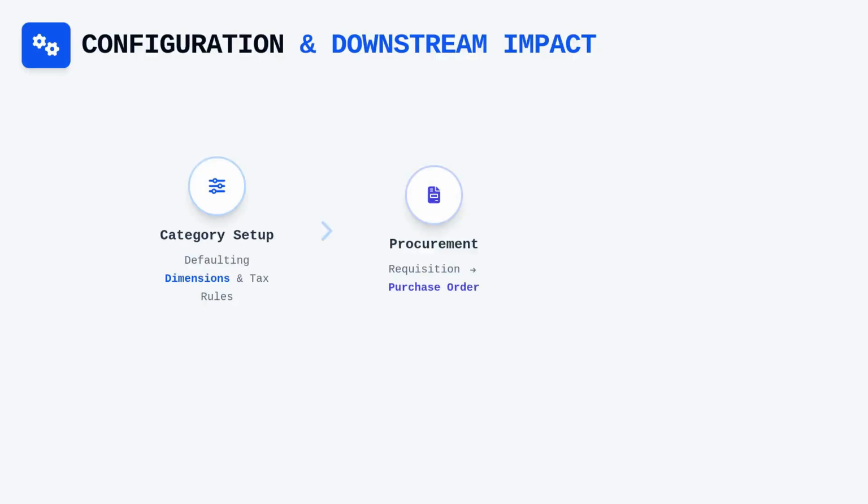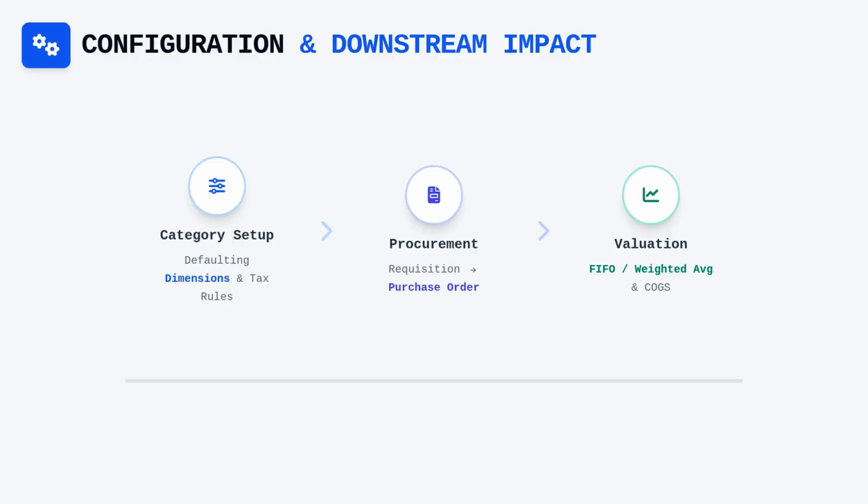Finally, you should consider the implications of your configuration choices on downstream processes like inventory valuation and tax calculations. When a requisition is approved and converted into a purchase order, the system pulls the defaulting dimensions from the procurement category setup. If your inventory valuation method is set to weighted average or FIFO, the link between the initial requisition and the final receipt is what informs the cost of goods sold.